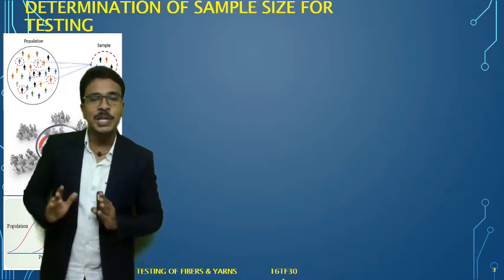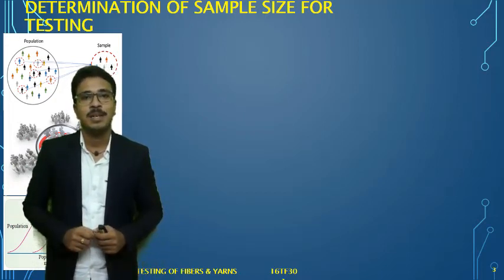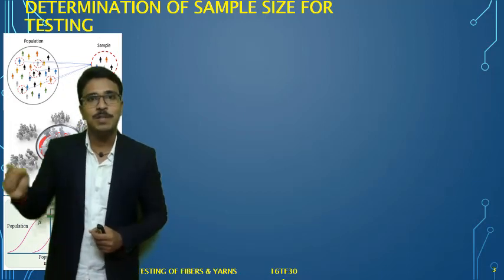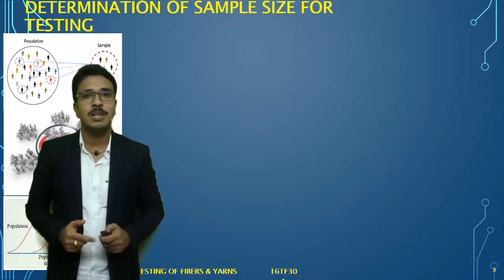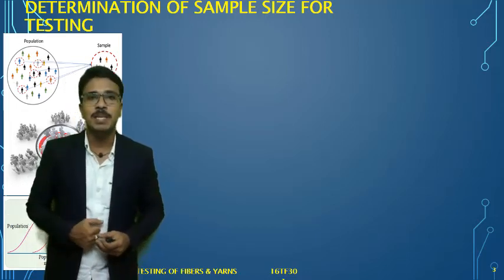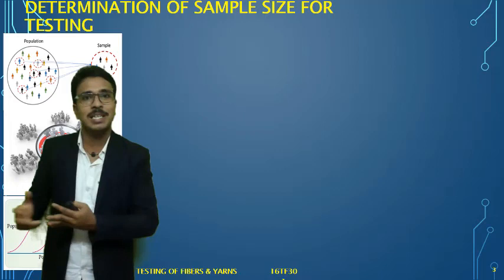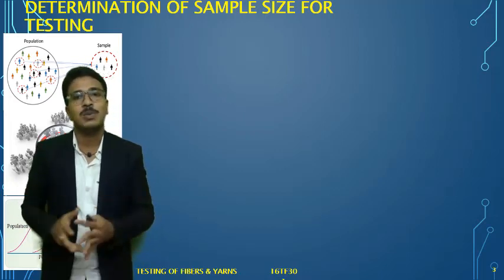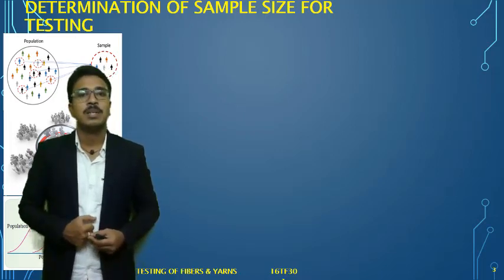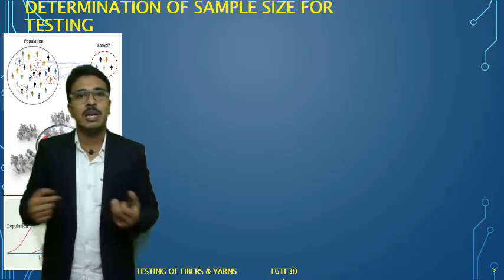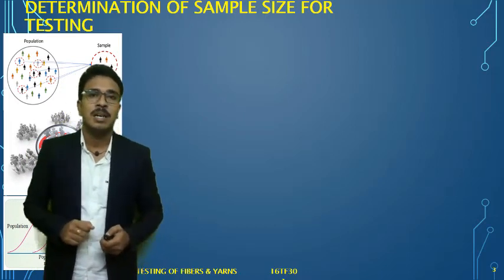Now, are you going to test all the 1000 kgs of yarn? Do you think it is possible? Or even if it is possible, would you prefer to test all 1000 kgs of yarn? Say yes or no. Obviously it is no. Why? Because if you test all the 1000 kgs of yarn, do you find any product left? Everything is going to be waste. Why? Because strength checking is a destructive test.